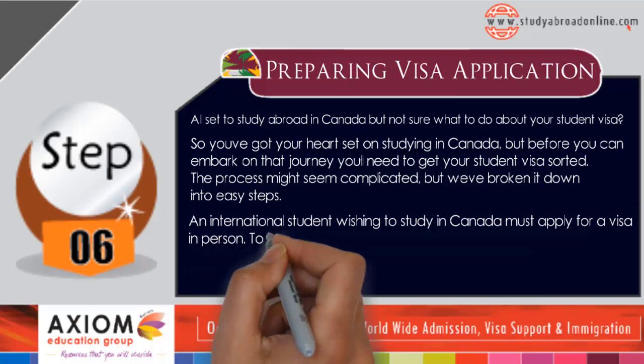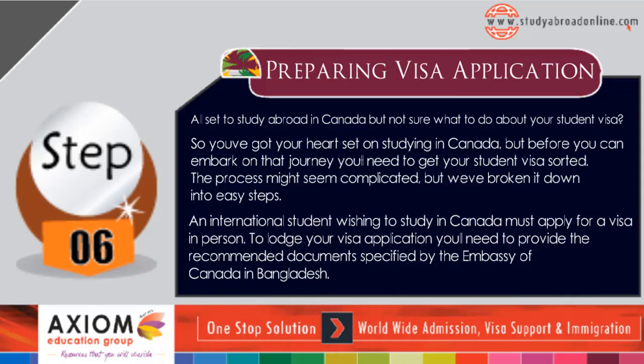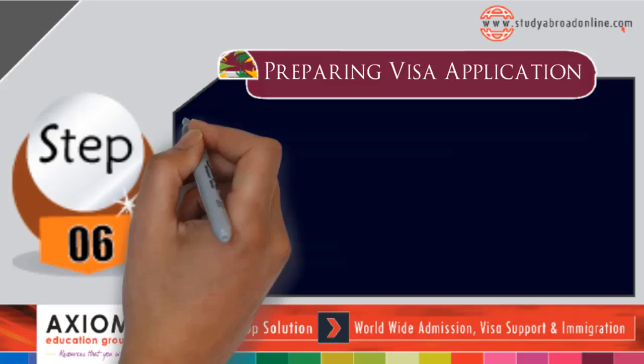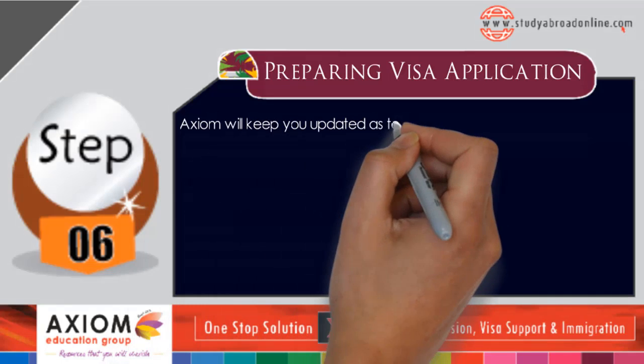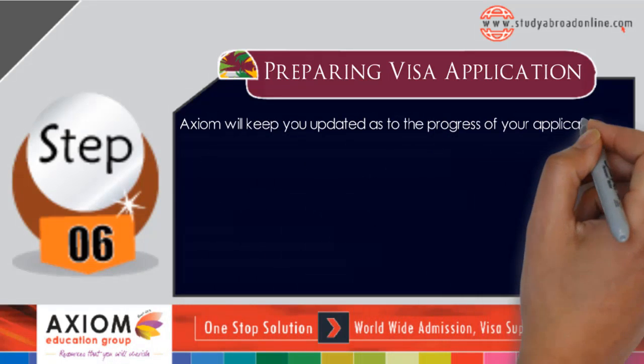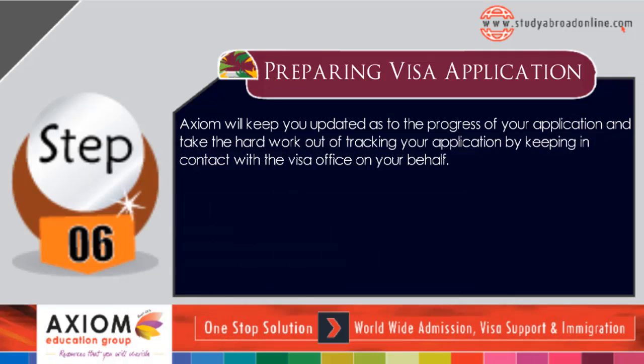An international student wishing to study in Canada must apply for a visa in person. To lodge your visa application, you'll need to provide the recommended documents specified by the Embassy of Canada in Bangladesh. Axiom will keep you updated as to the progress of your application and take the hard work out of tracking your application by keeping in contact with the visa office on your behalf.